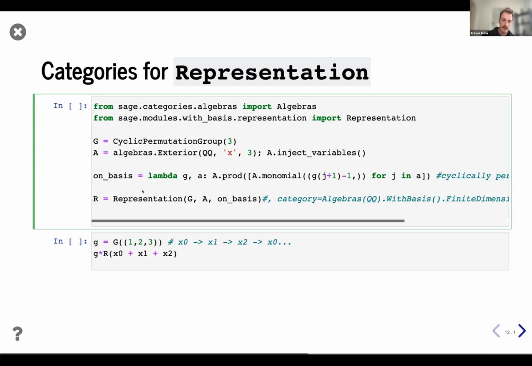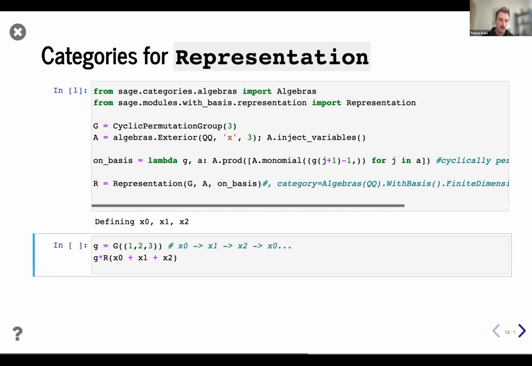Okay, and then I'll go ahead and define a representation here. And for now, I'm going to leave out the category option. This would be the existing behavior before last summer. Okay, so go ahead and execute that cell. So now we have x0, x1, x2 in our namespace. And I'm going to define G to be the 3 cycle 1, 2, 3. So this is a generator for G. In terms of A, it's going to send x0 to x1 to x2 to x0 and so on.